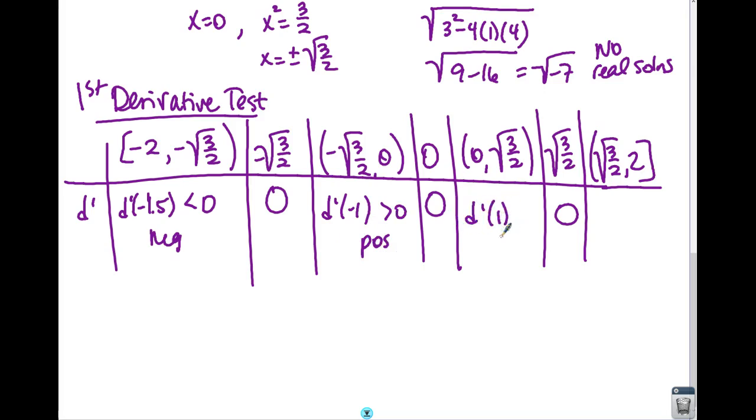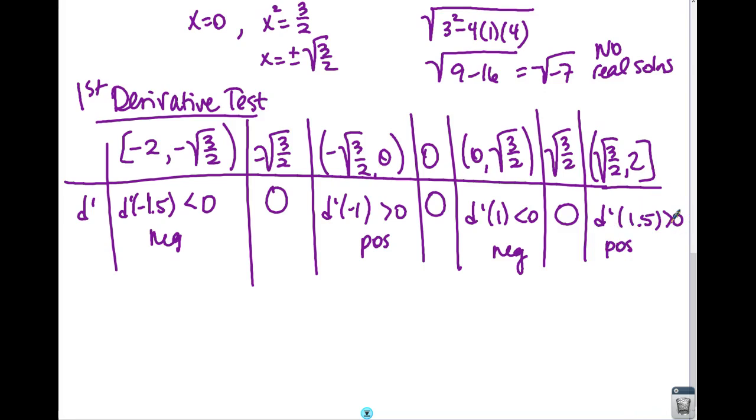And now the nice thing is this is an even function here. So whatever you get on the, well, no, just kidding. Scratch what I said. Okay. D prime of +1 is going to also be negative, while D prime of something bigger than that, like let's say 1.5, is going to be positive.